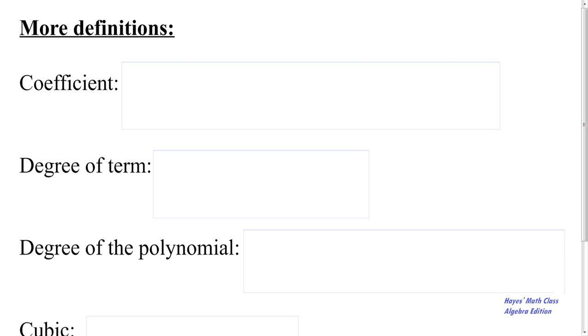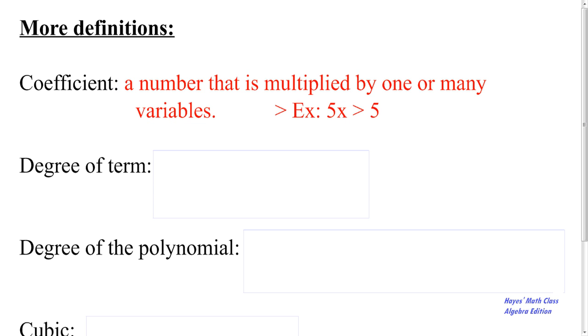Couple more definitions, just so you can remember. Coefficient. This you should know. These are the numbers out in front of the variables. So it's the number that is multiplied by one or many variables. So for example, here, if I had 5x, 5 is the coefficient.